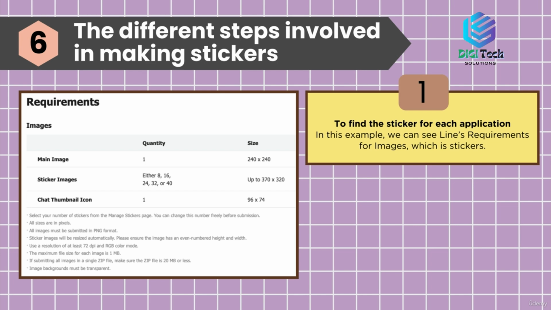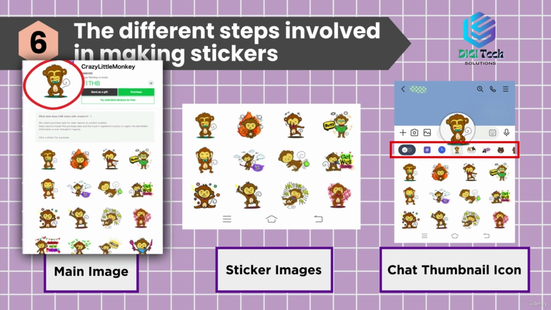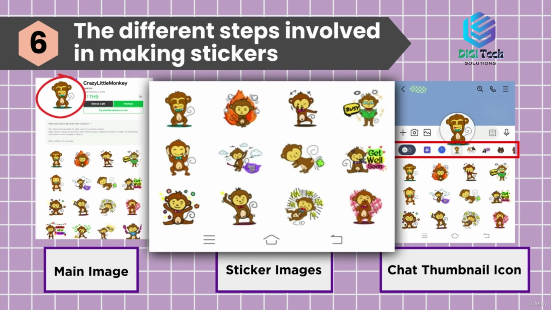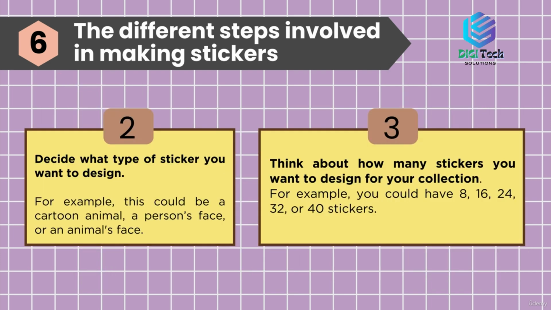Okay, let's now go over the first step, which is to find the sticker requirements for each application. In this example, we can see Line's requirements for images. This guide allows you to prepare your images so they're at the best size. Let's have a look at these images now. So the main image is this image here. The sticker images are the actual stickers themselves. Then the chat thumbnail icon is the icon that's shown in the sticker tab, so the image where you select your different sticker collections.